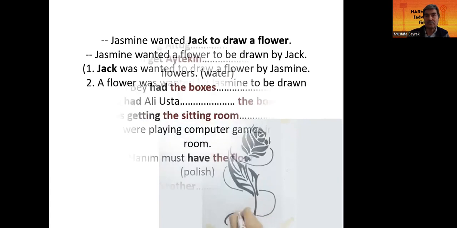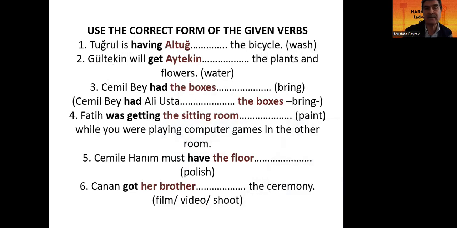Okay. Now, I think it will get more and more clear now after doing these exercises. Okay. Now, question 1. Heading is use the correct form of the given verbs.